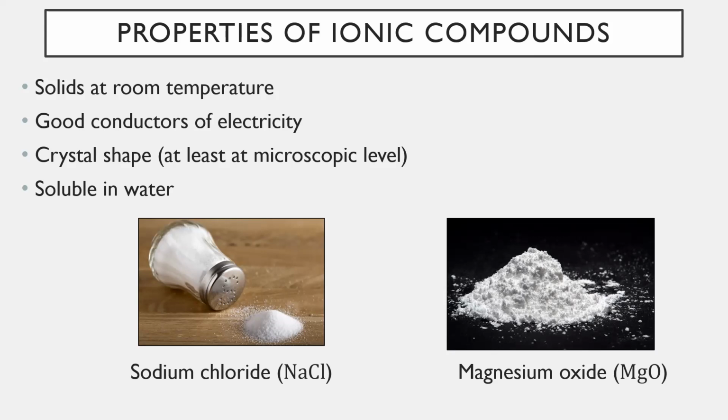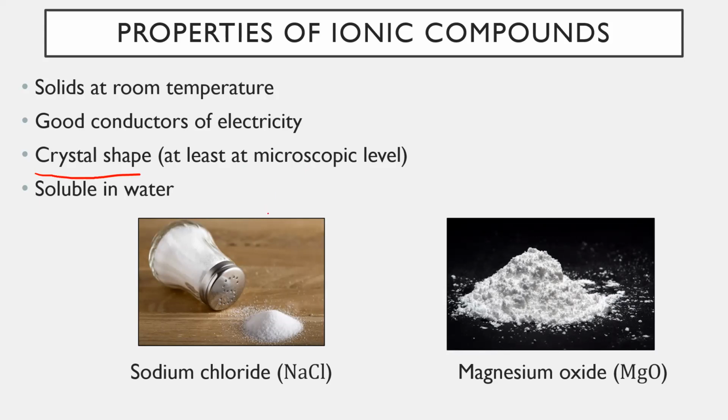All right, so ionic compounds, a metal and a nonmetal. What's so special about them? Why do we care? What do they even look like? Well, here are some examples. Ionic compounds, generally speaking, are solids at room temperature. In other words, they're not going to be a liquid or a gas. Ionic compounds are also good conductors of electricity. Now, that's to varying degrees. Some of them are better at conducting electricity than others, but all of them have some electrical conductivity. Ionic compounds also have a crystal shape to them, at the very least at the microscopic level.